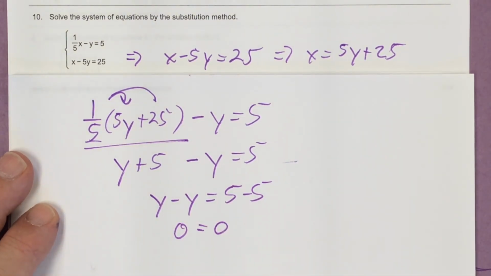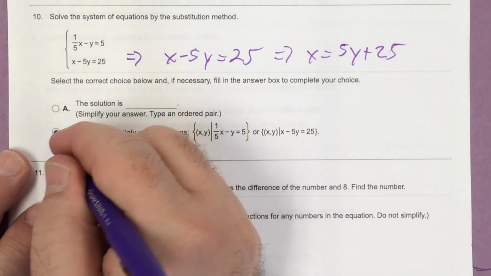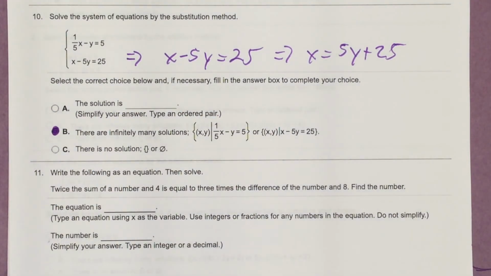When you have a situation like this where the variable drops out and disappears, in an earlier problem, we noticed that we had two numbers that were not equal to each other. And we said that nothing would be a solution. In this case, both numbers are equal to each other, which means that this is going to have infinite numbers of solutions. There are infinitely many solutions, and that's going to be choice B in question 10.